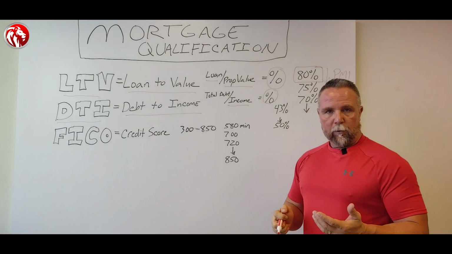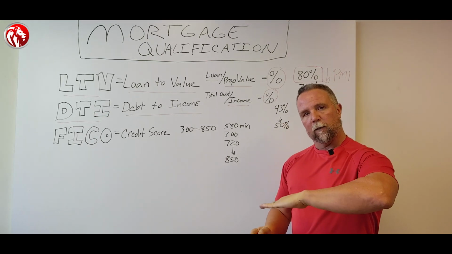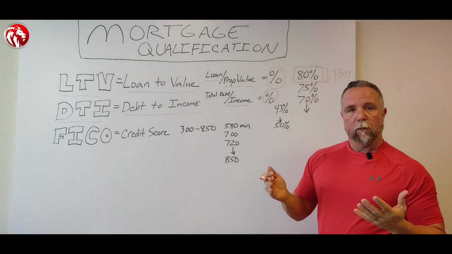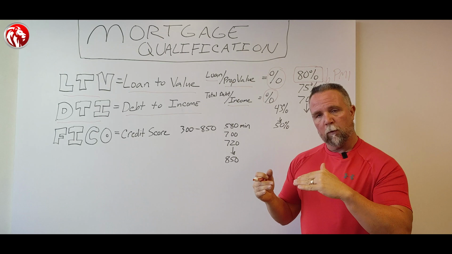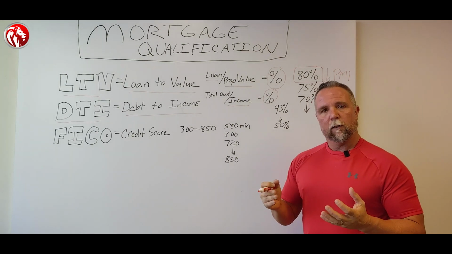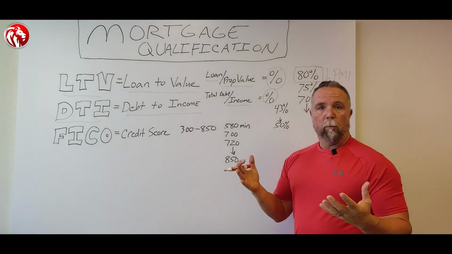Now, the ideal situation is to keep your debt to income at 43% or less, because again, this is all about spreading risk for a lender. If you have a low debt to income, that means you don't have a lot of debt on your books, so the money that's coming into your monthly budget can be used to pay the mortgage payment.